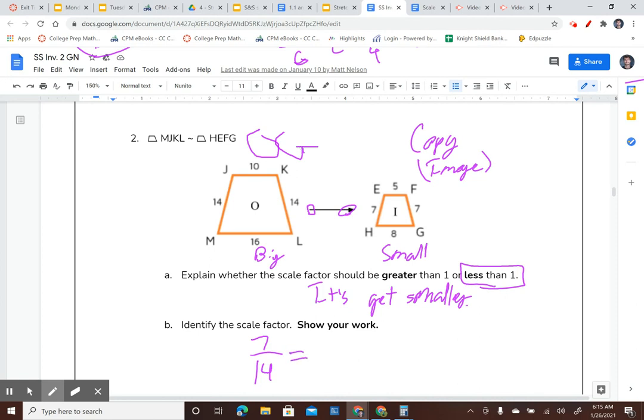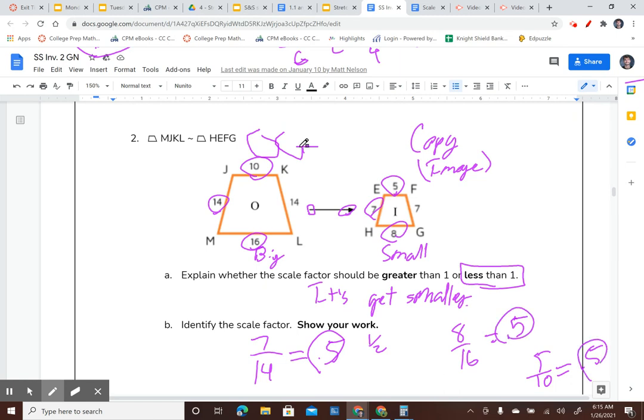So we have 7 over 14, we reduce to 0.5 or 1/2. And then we have 8 over 16, which would again reduce to 0.5 or 1/2. And then we have 5 over 10, which again would reduce to 0.5 or 1/2. So we have 0.5, 0.5, 0.5 if we go image to the original. Therefore, our scale factor is 0.5.